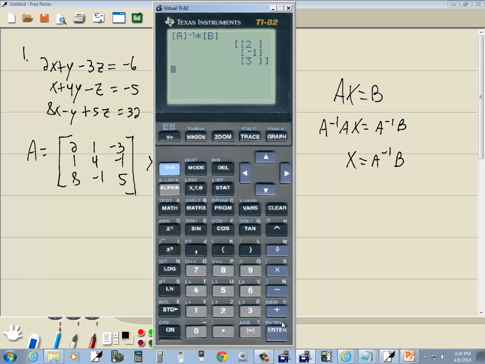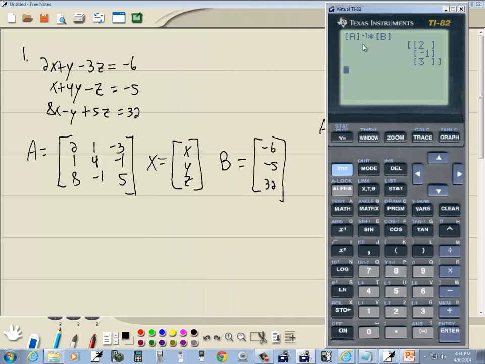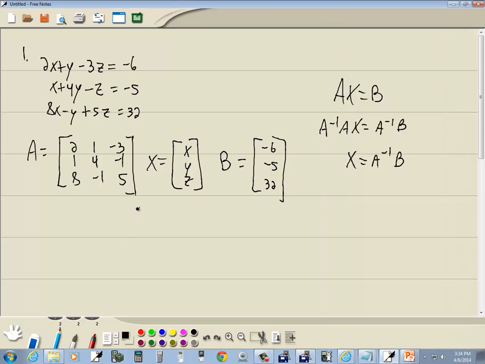Now, what it comes up with is our answers, and it'll be in the form of the order that your variables are. See how my x, y, z matches the x matrix right here. So x is 2, y is -1, and z is 3. So 2, -1, 3. And that's our first answer.